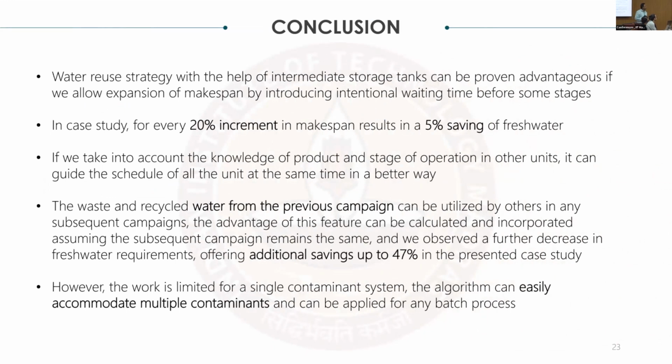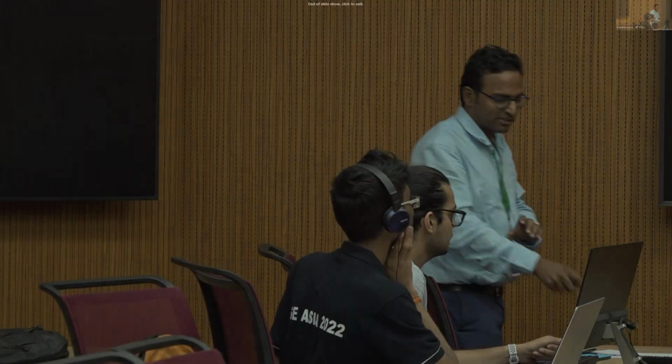The water use strategy with the help of intermediate storage can be proven to be advantageous. In this case study, for every 20% increase in makespan, there is a 5% saving of freshwater. If you take into account the knowledge of product and stage, it can guide the schedule of all the units at the same time in a better fashion. The work is limited to a single contaminant study, and the algorithm can accommodate multiple contaminants, which will be our future work. With that note, I'll be happy to take any questions.